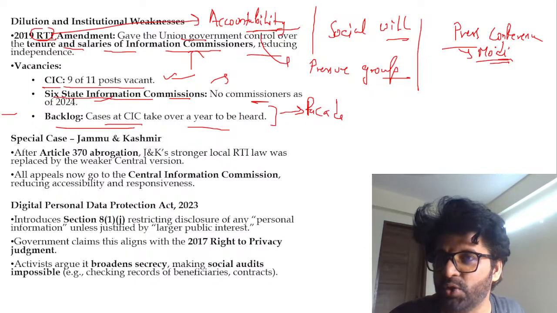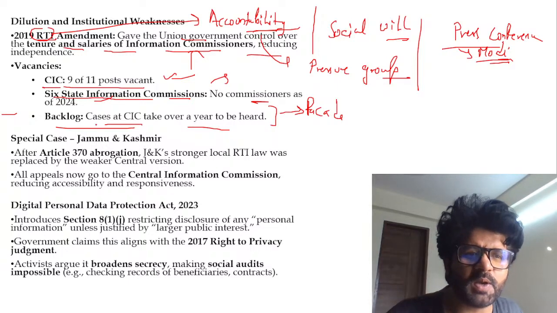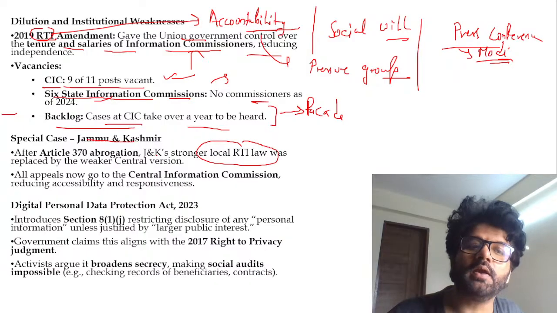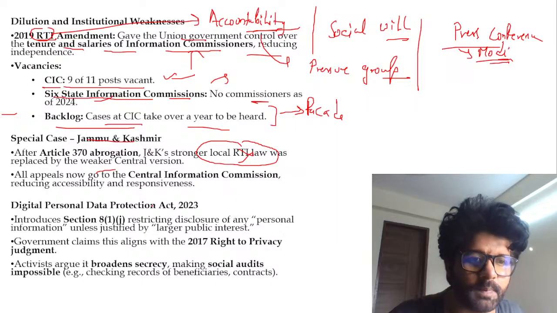Your prime minister is not doing press conferences. Our prime minister is not doing press. Just remove everything. Special case: Jammu and Kashmir. In Jammu and Kashmir, they had their own local RTI law. They replaced it with the central version, which is a weaker version now, which nobody cares about.